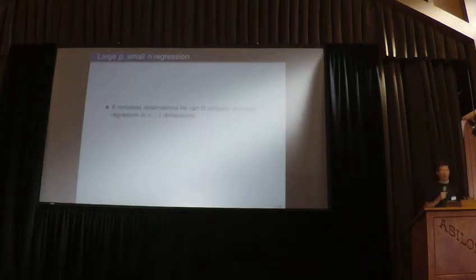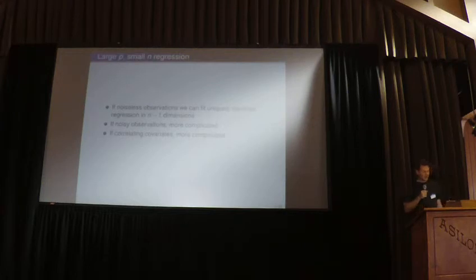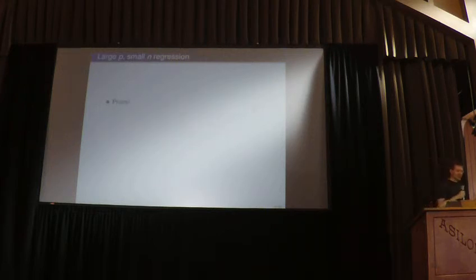If we have noiseless observations, we can fit a uniquely identified regression in n-1 dimensions. Otherwise, we can just fit a hyperplane which goes through all the points. If we have noisy observations, this is a bit more complicated, but in a way you can think about this as a starting point for what we can learn from the data. If we have correlating covariates, it is also more complicated how many observations can be fitted completely. So it's clear that we need priors, because data alone can't identify this regression model.